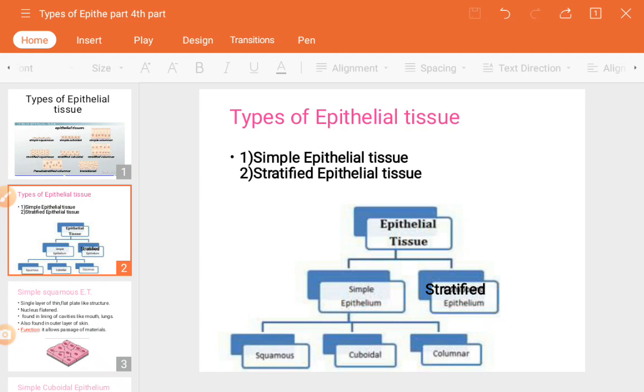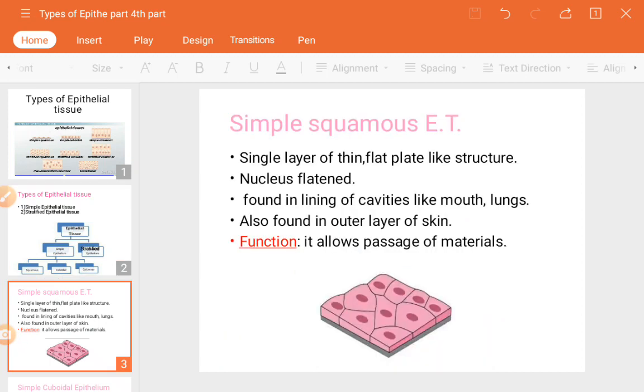So in this session we are going to see only about the simple epithelium tissue. In the next video we will see about the stratified epithelium tissue. So we will move towards the next slide. The simple squamous epithelium tissue is a single layer, because in its name only the word simple is there. Okay, so that's why it's a single layer of a thin, flat, plate-like structure.